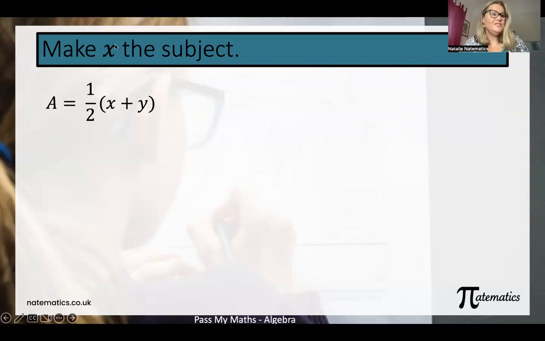So here, I think most of these to start with are make x the subject. So we have a equals half of x plus y. So think of the order of this, and I'll do a little bit extra on here as well for you. Well, we've got x, we add y to it, and then we multiply by a half. But question, multiplying by a half is the same as doing what?